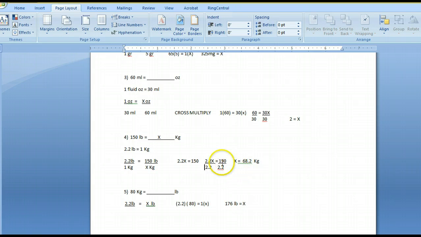Now pull out your calculator and divide 150 by 2.2. And when you do, you'll get 68.2. And then of course don't forget your unit. Okay?